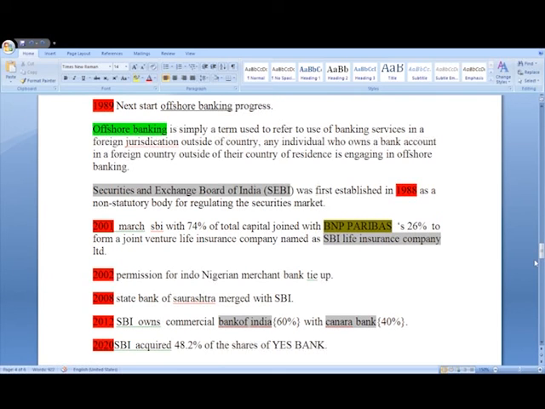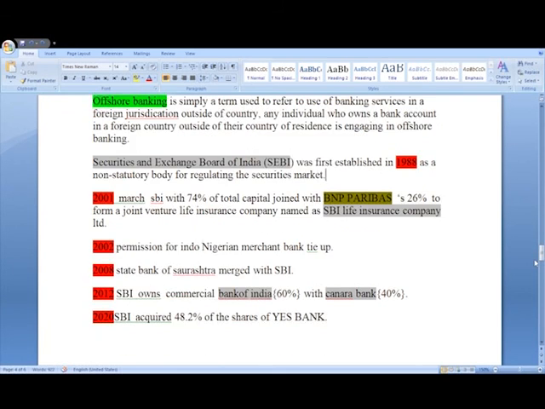The Securities and Exchange Board of India, SEBI, was first established in 1988 as a non-statutory body for regulating the securities market. In March 2001, SBI with 74% of total capital joined with BNP Paribas with 26% to form a joint venture life insurance company named SBI Life Insurance Company Limited.